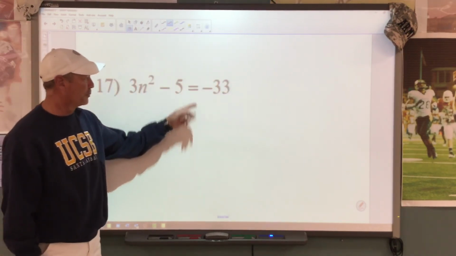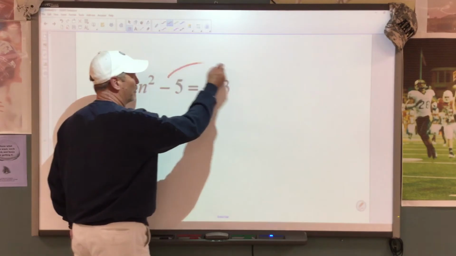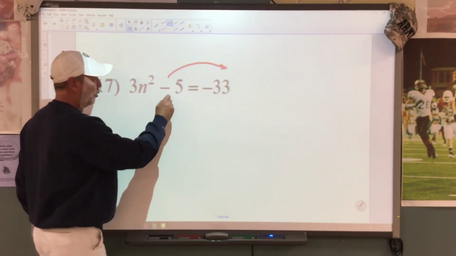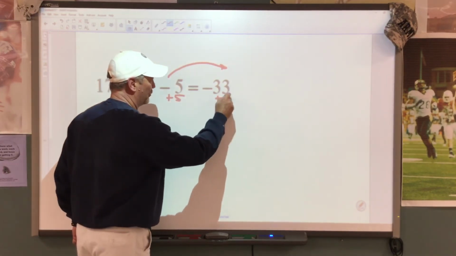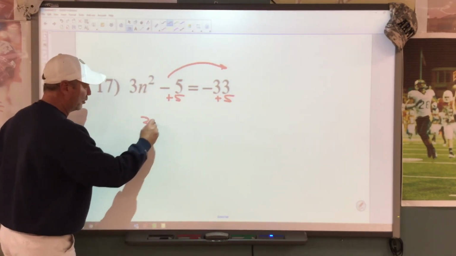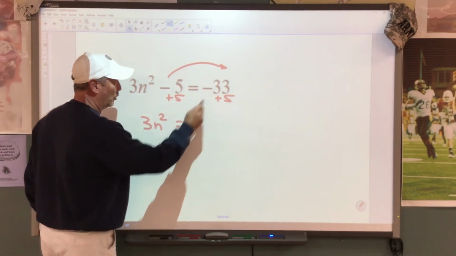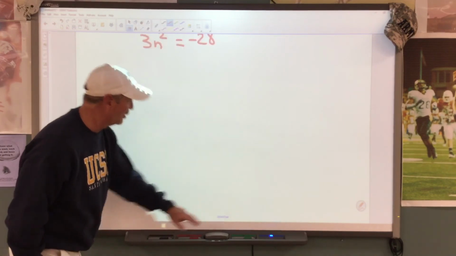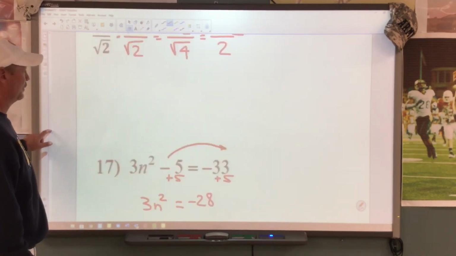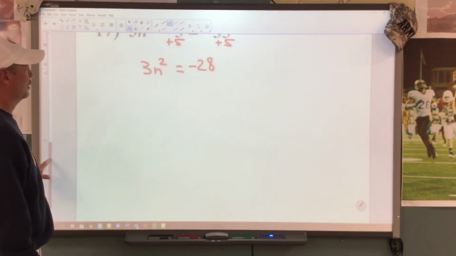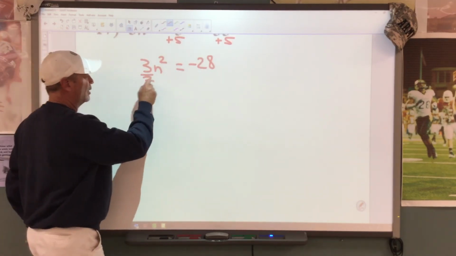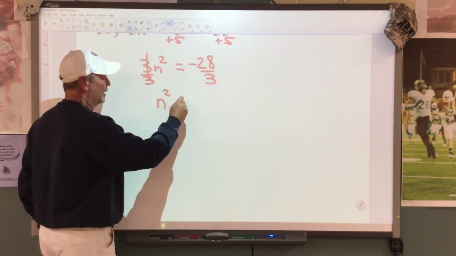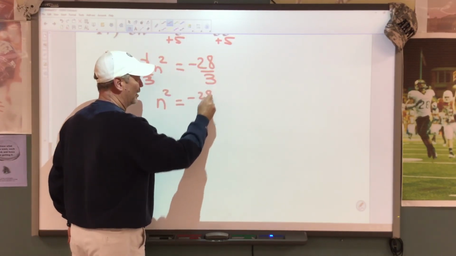All right, step 1 on this problem. We're going to move the 5 to the other side because we want to try to isolate and solve for the variable n. So we're going to go plus 5, plus 5. This is going to give me 3n squared equals a negative 28. Let me bump this up a little bit so it doesn't get too low. We're going to divide by 3. I'm looking at n squared equals a negative 28 over 3.